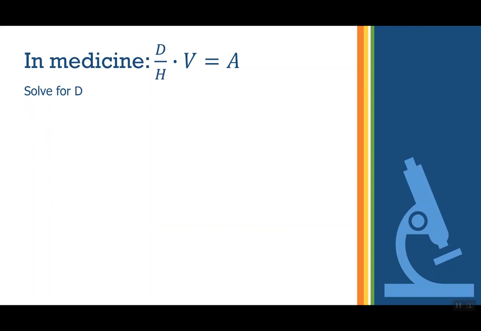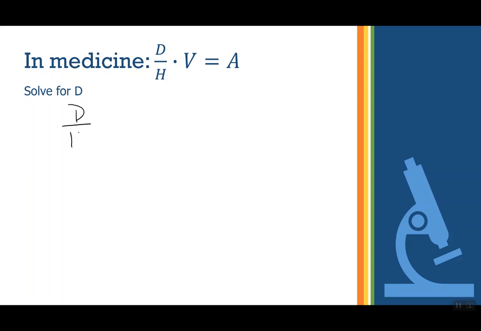This one comes from medicine. I have D over H times V is equal to A. It really doesn't matter if we know what the letters are or not. It doesn't really add any value. It may make you feel good about it, but I don't want you to think you have to learn what all the letters stand for. But I do need to be able to do manipulation.